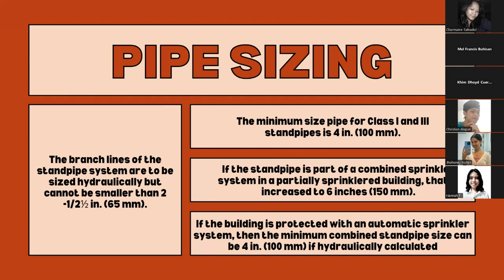And if the building is protected with an automatic sprinkler system, then the minimum combined standpipe size can be 4 inches or 100 millimeters if hydraulically calculated. So if a building is fully protected by an automatic sprinkler system, we can still use the minimum of 4 inches or 100 millimeter pipe size for the standpipe, as long as it has been computed hydraulically. Meaning, if the water demand has been calculated and it still fits within 4 inches, then it is okay. Next slide, please.